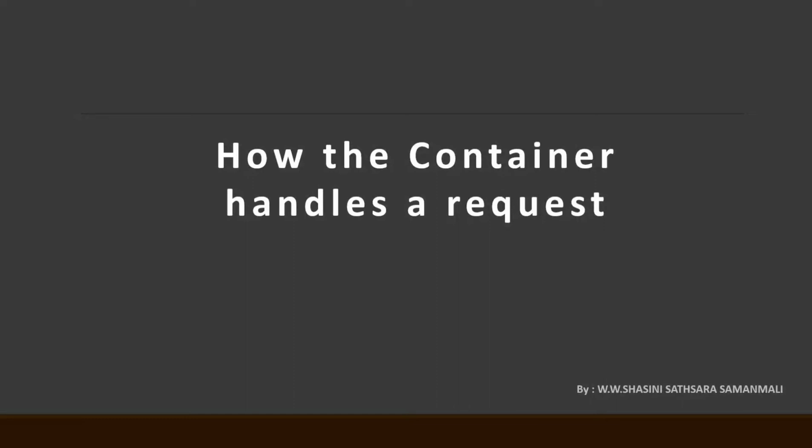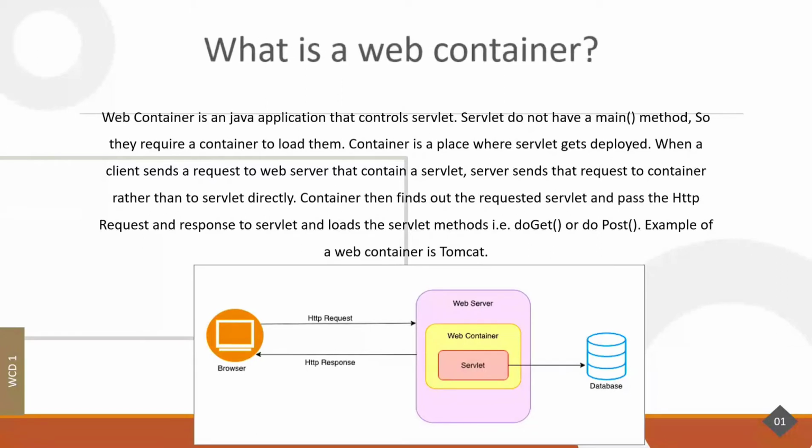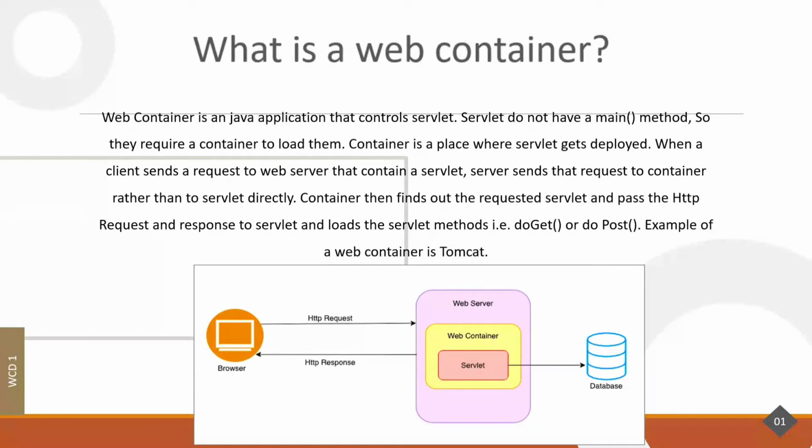So let's start with what is a web container. A web container is a Java application that controls servlets. Servlets do not have a main method, so they require a container to load them. The container is a place where servlets get deployed. When a client sends a request to a web server that contains a servlet, the server sends that request to the container rather than handling it directly. The container then finds the requested servlet, passes the HTTP request and response to the servlet, and loads the servlet methods. An example of a web container is Tomcat.